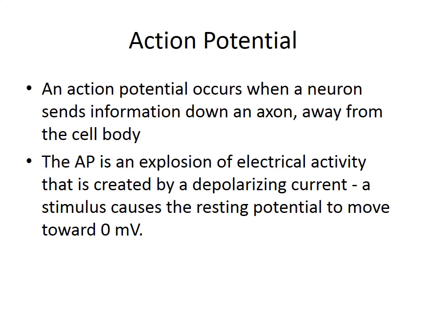An action potential occurs when a neuron sends information down an axon away from the cell body. The action potential is an explosion of electrical activity that is created by a depolarizing current, which is a stimulus that causes the resting potential to move towards 0 millivolts. So away from negative and going towards the positive.